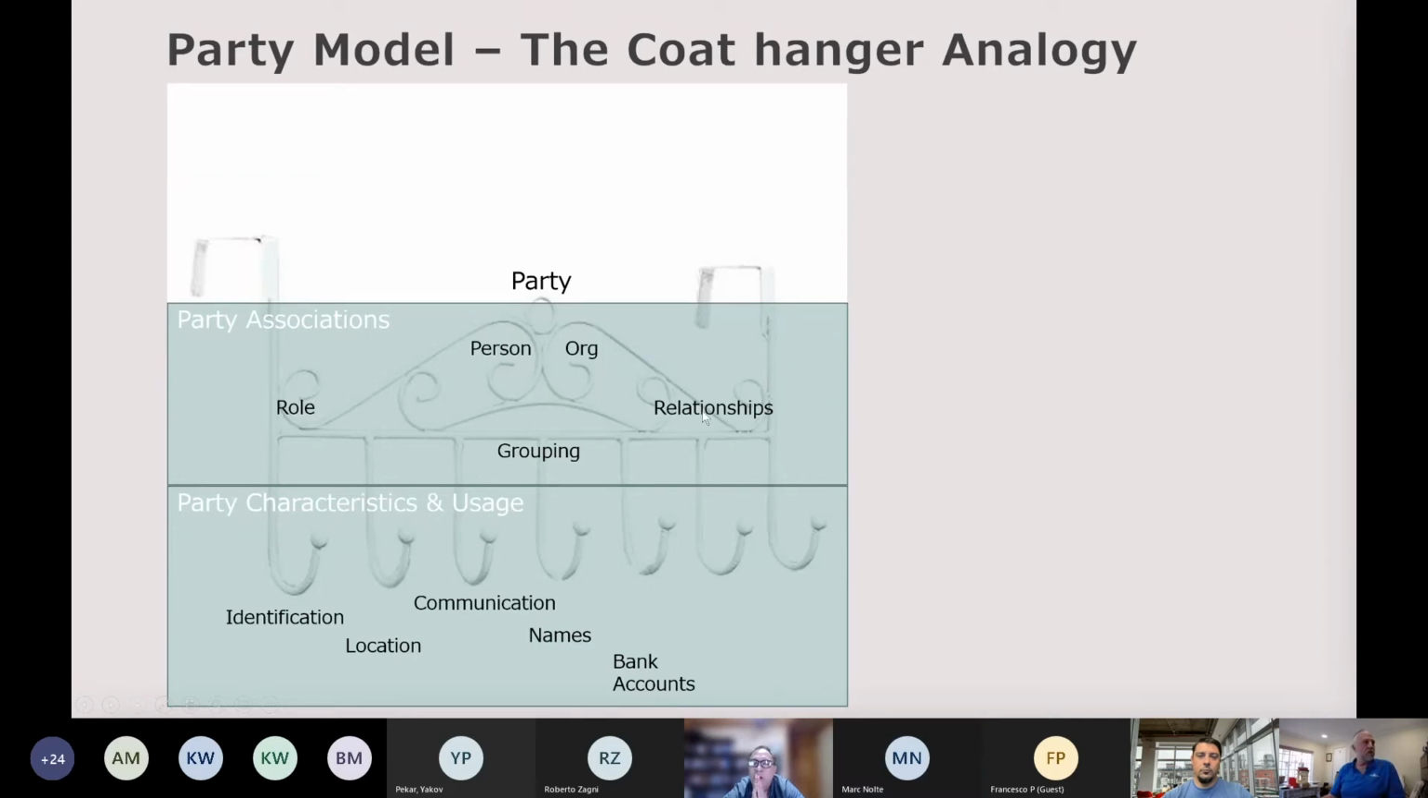So across different parties. I see someone else's hand is up. Johan?